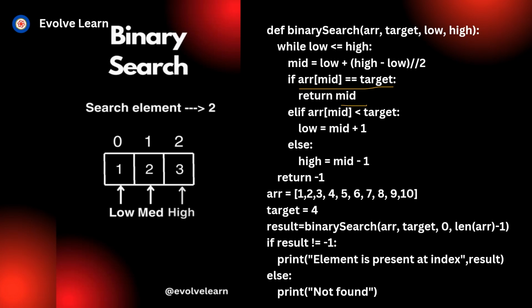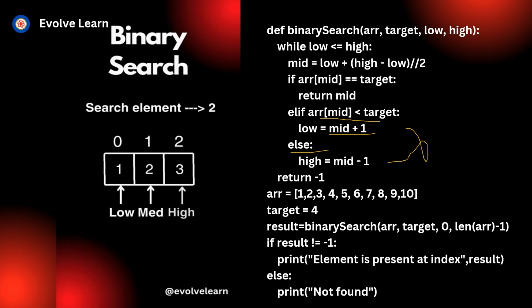If the target value is not equal to the middle element, then we check if the element at the middle index is less than the target and update the low index to mid plus 1 to search in the right half of the current range. Else, we update the high index to mid minus 1 to search in the left half of the current range, whether the value is either found in the right side or left side of the array.